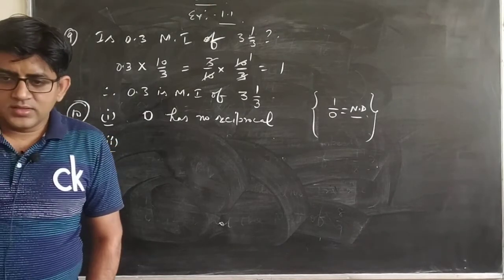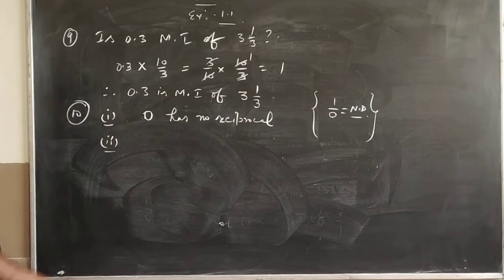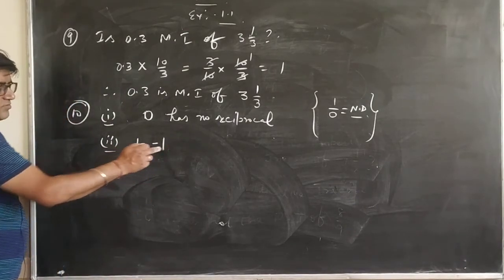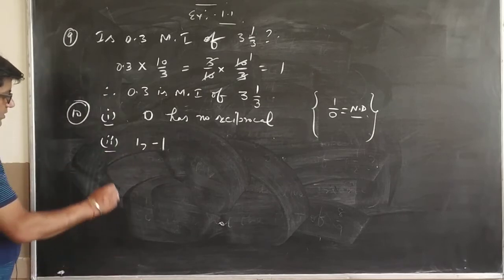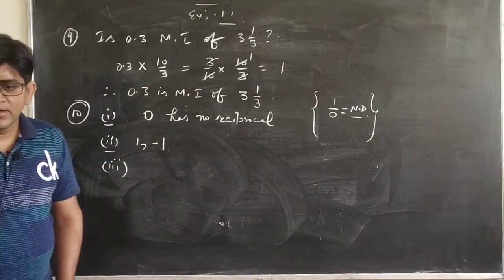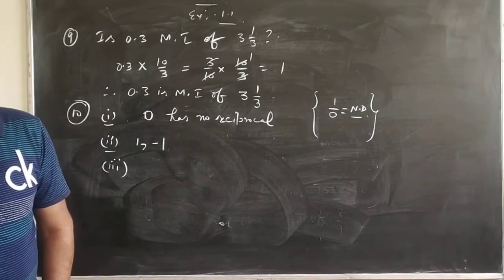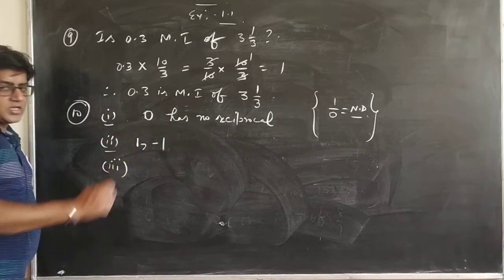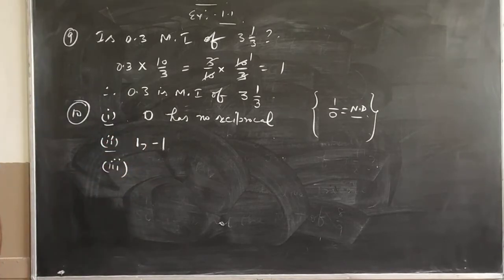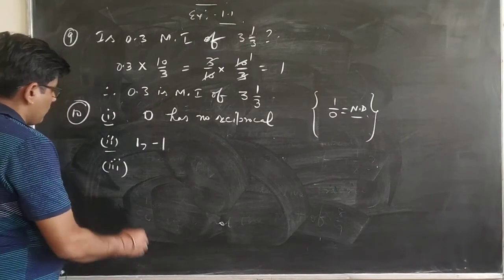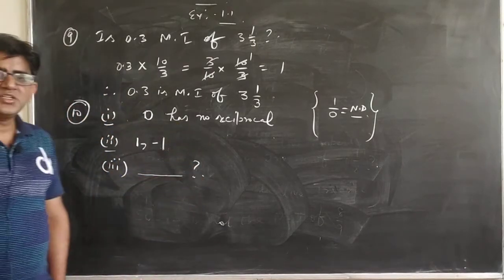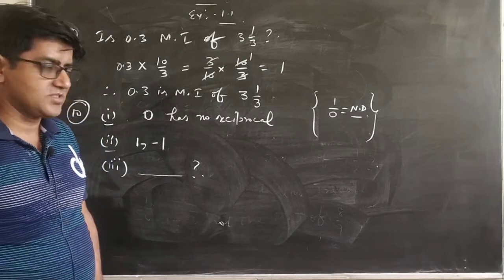Second part, the rational numbers that are equal to their reciprocals, 1 and minus 1. If you do the reciprocals of 1 and minus 1, you will get the same result. Now the third part, that is the rational number that's equal to its negative. Can you tell? That is homework for you. You can try yourself.